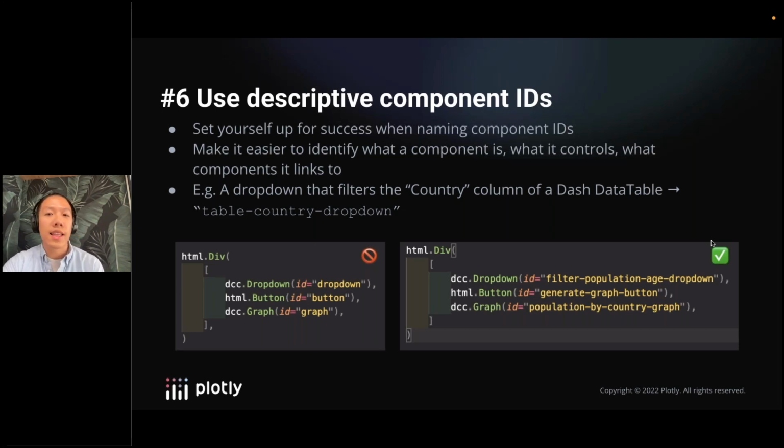And one last advantage that I'll add, if you remember the callback graph from the last tip, having descriptive component IDs also makes parsing that graph much simpler. As you can see, you clearly know which component ID is which, and you know how they all relate to each other.